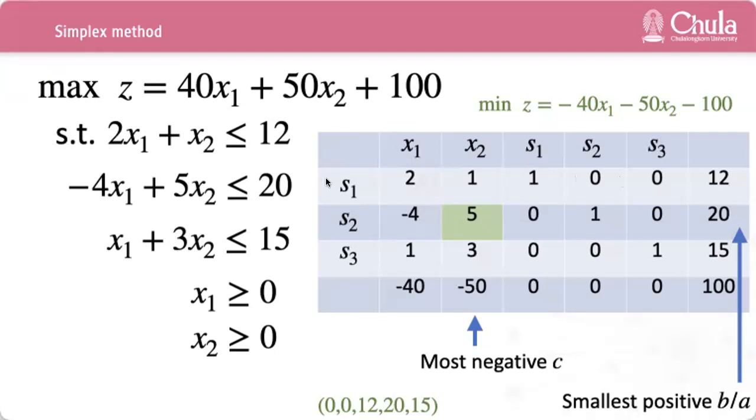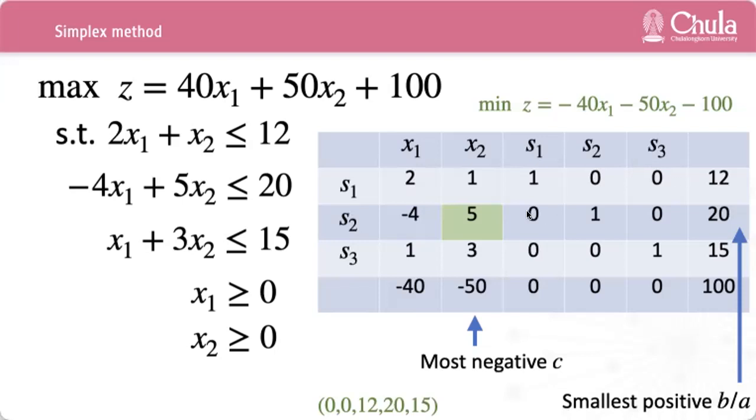Okay, so in the first line, you see that only s1 is 1 here, and the other basic variables are 0. The coefficients are 0. So that means no matter what, the values of s2 and s3 become 0, right? Because the coefficient is 0 in that line.